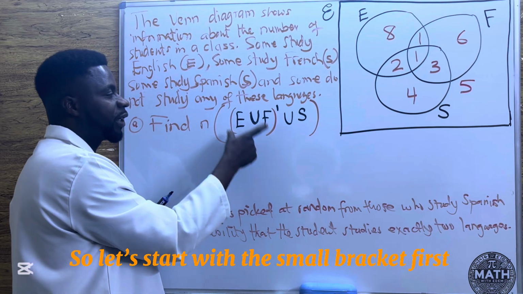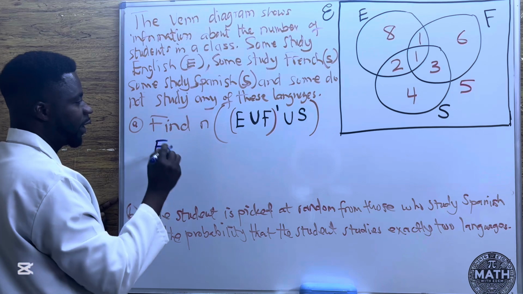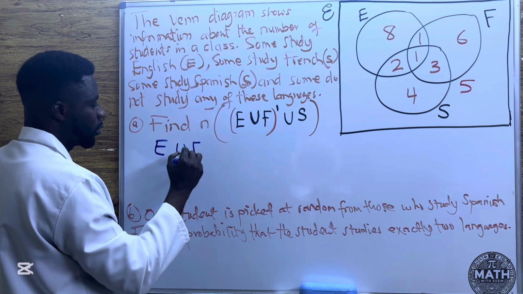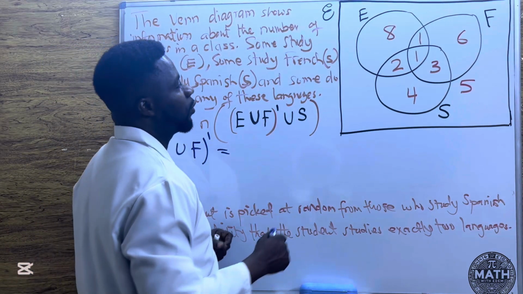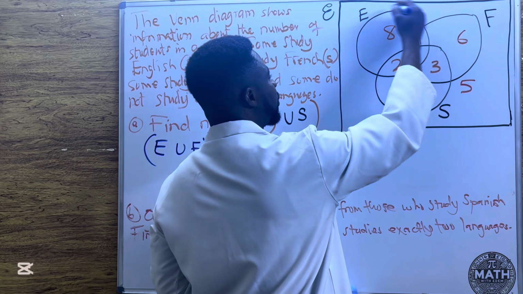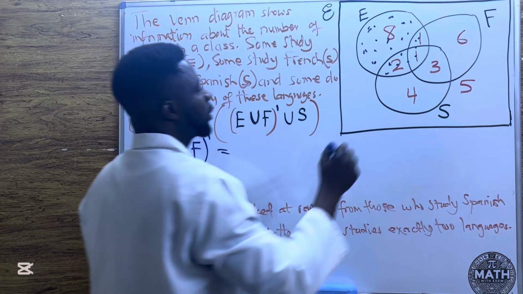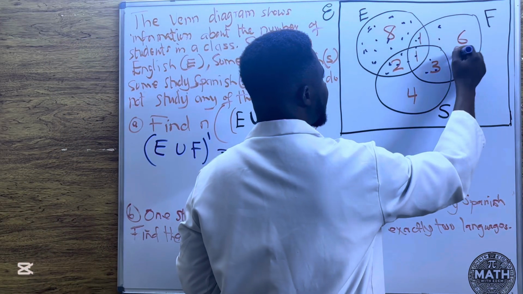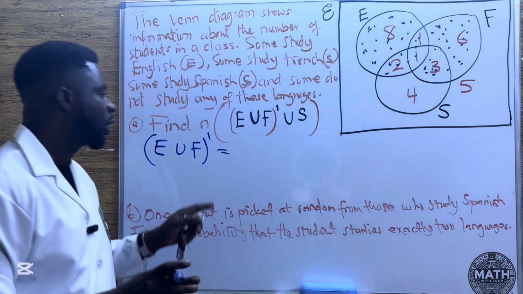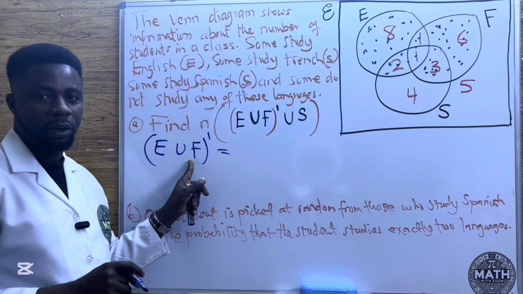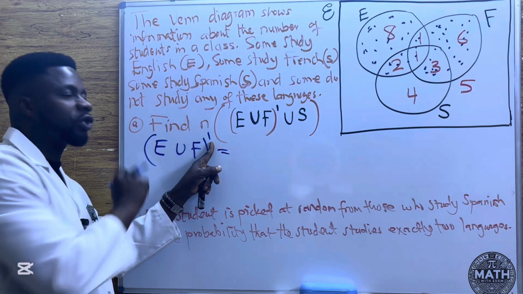So let's do the small bracket first. Okay, so we have English union French, all complement. Let's come to the Venn diagram. So here, as we all know, the whole of this region represents those who study what? English. And then this region also represents those who study French. But we are going to look at those who do not study English and also do not study French. Outside. Those who are outside of what? Those who study English and also study French.